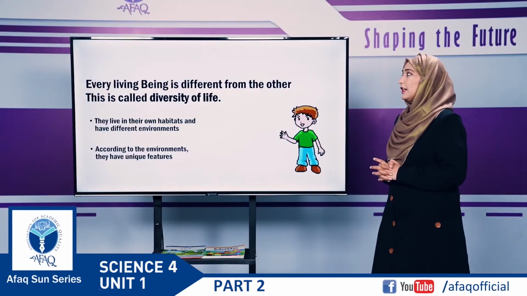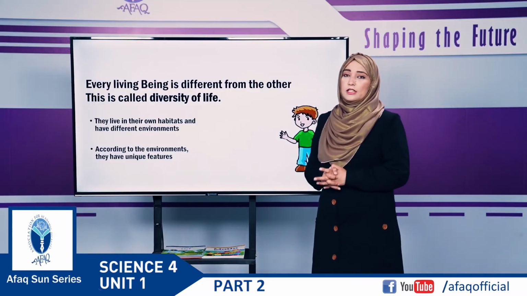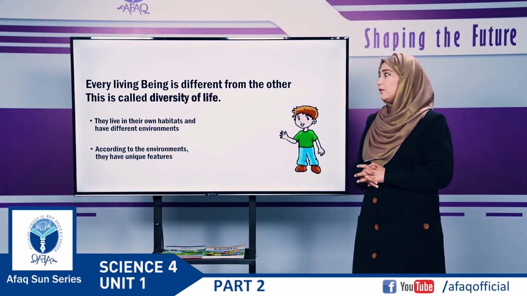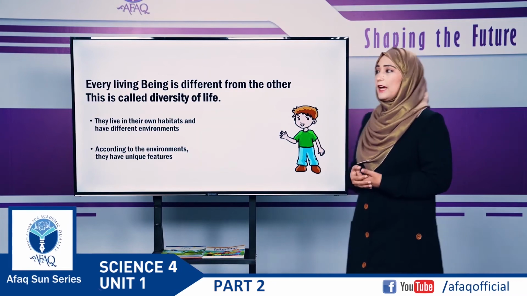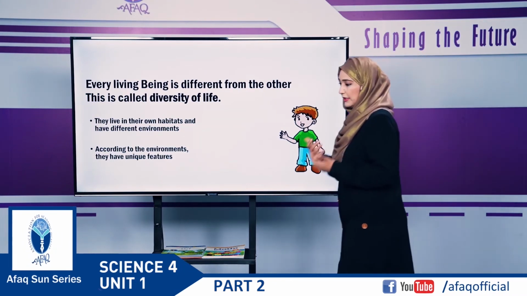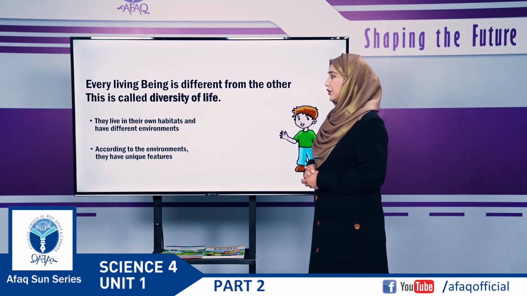So animals are different from each other. This is called diversity of life. Different animals live in different places. They have different habitats. So according to their habitats, they have different features.